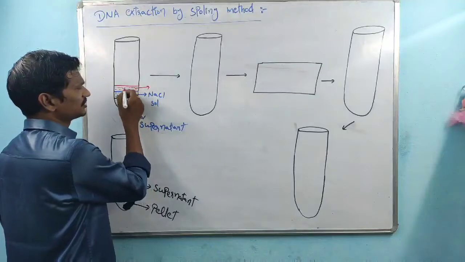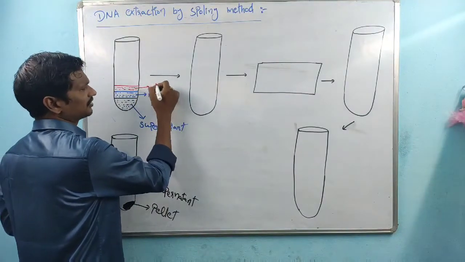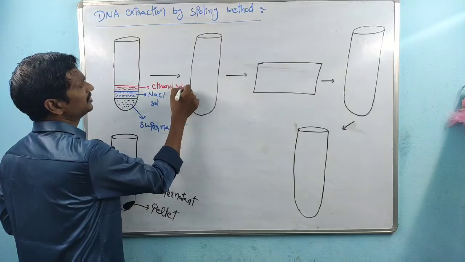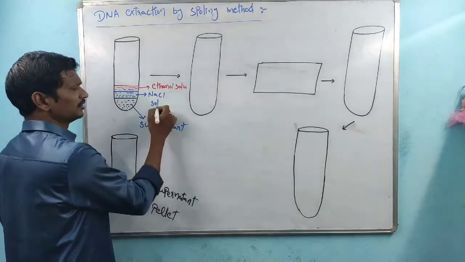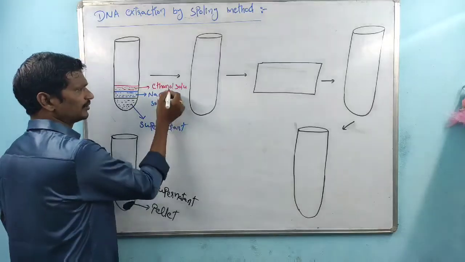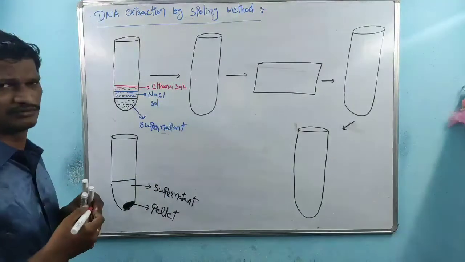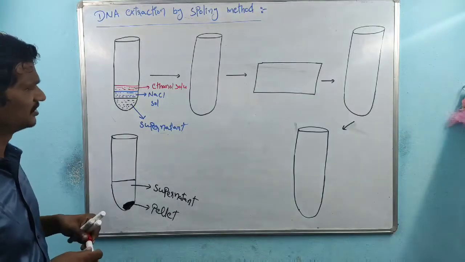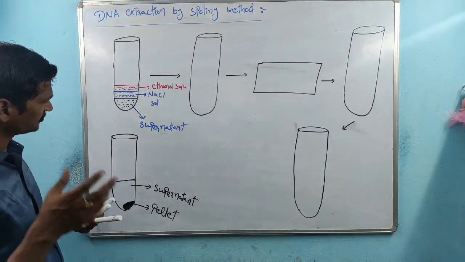So here this is the chilled ethanol, right? This is the ethanol solution. So this is the NaCl solution. This is the supernatant. We added the chilled ethanol, cool ethanol, right? So that is about the different layers.